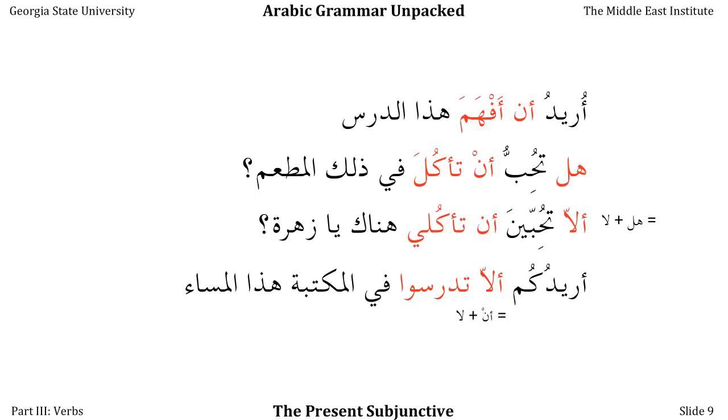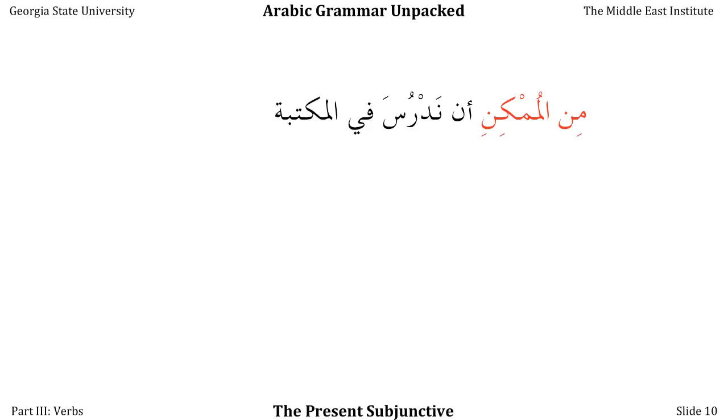So sometimes the same word will be a contraction of 2 different words. So in the first example, we have alla tuhibbin, don't you like? And in the second example, we have uridukum alla tadrusu, I want you not to study. So be very careful about this and pay attention to it, because that same set of letters can mean 2 different things in 2 different circumstances. And it's one of the many places where Arabic can be difficult and confusing for non-native speakers to learn.